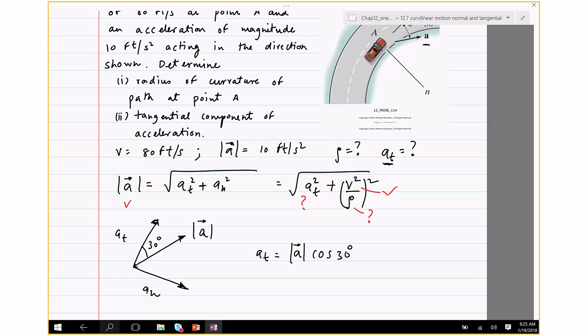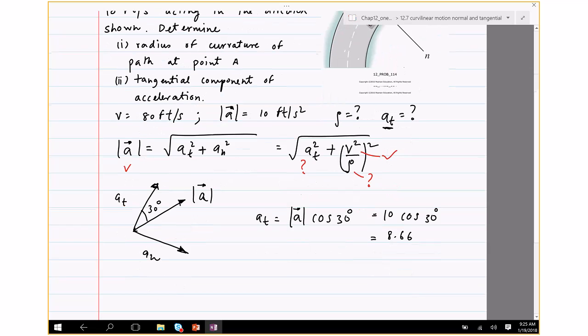You can also get the normal component if you wanted. It's simply A sine 30. So this is going to be 10 cosine of 30 degrees. Is that 8.66? Oh, it's 10, my bad. So it's 8.66. So I've actually figured out this term.